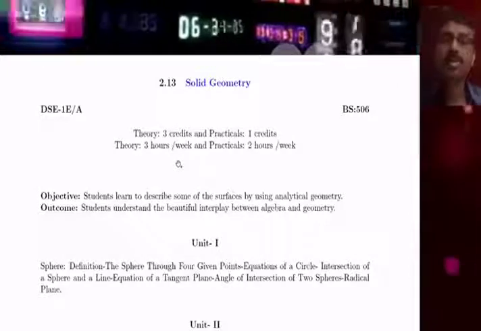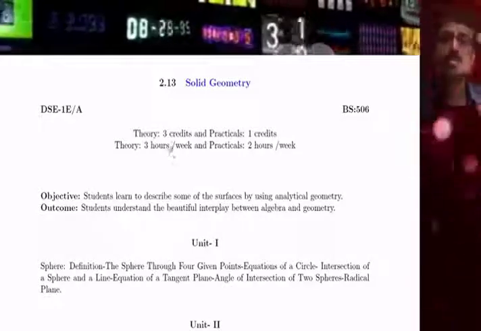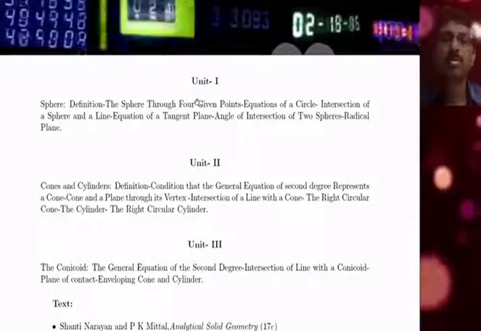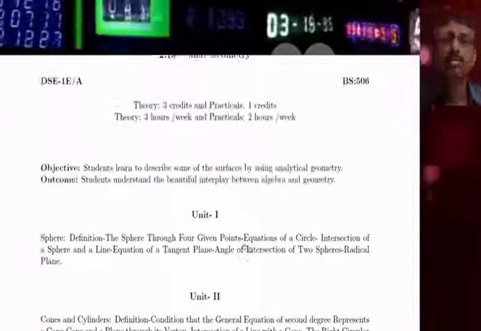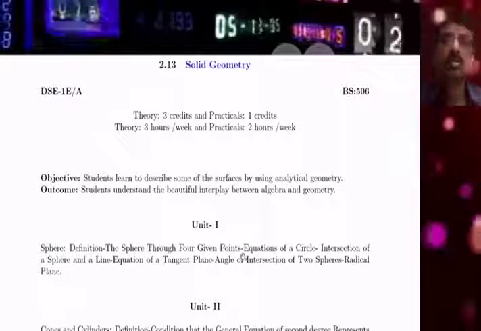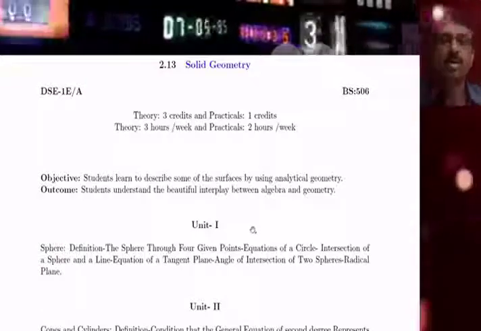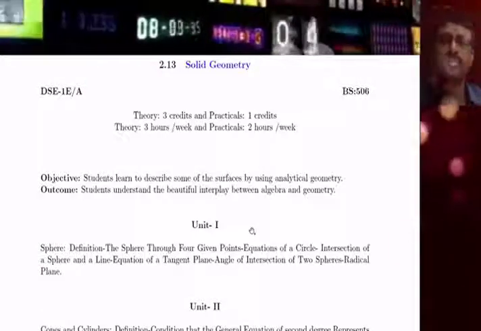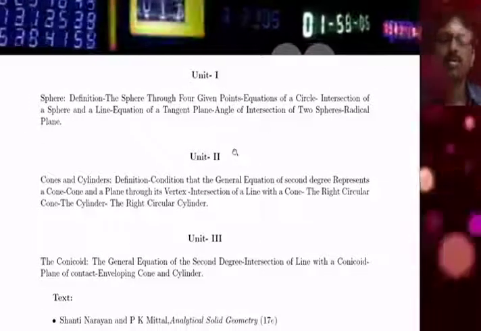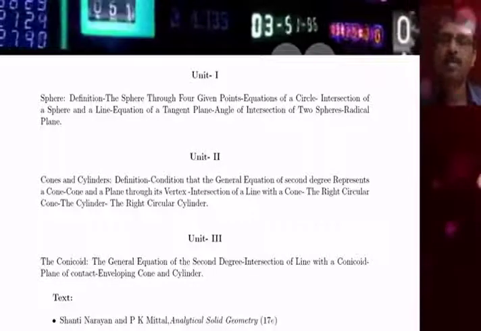The syllabus, the subject solid geometry. In this semester, we have theory examination and also practical examinations. The entire syllabus is divided into 3 units.